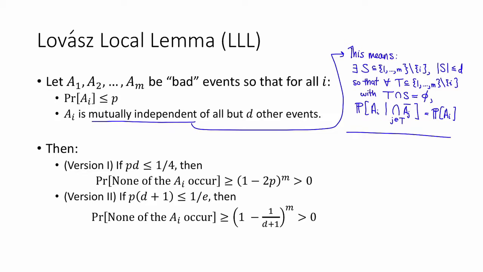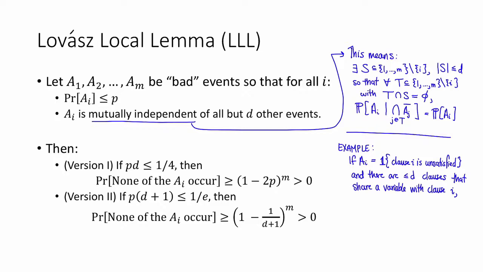As an example of this, let's consider the k-SAT example we just saw. So if the A_i are indicator random variables for whether or not the ith clause is unsatisfied, and it happens to be the case that there are at most d clauses that share a variable with clause i, then A_i is mutually independent from all but d other events.